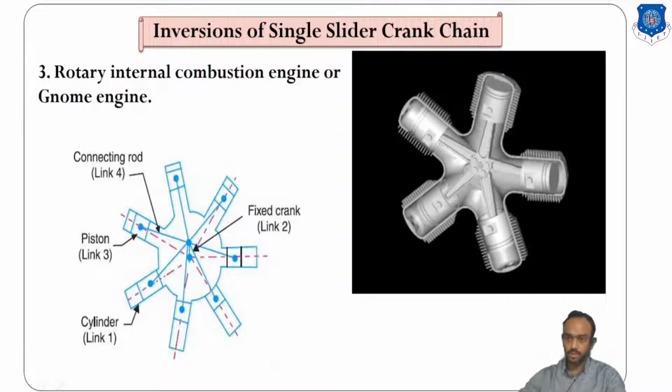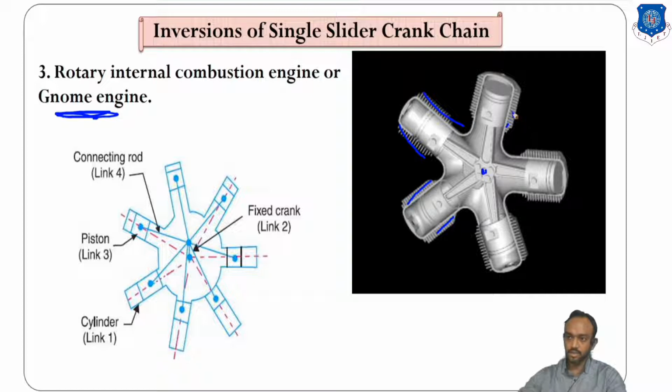In this animation you can see all cylinders are fixed, but you can find the Gnome engine in that. In some Gnome engines, this is fixed and the whole cylinder assembly, the engine, is rotating. I will send these links in our group so you can see how the cylinder is rotating in a Gnome engine.